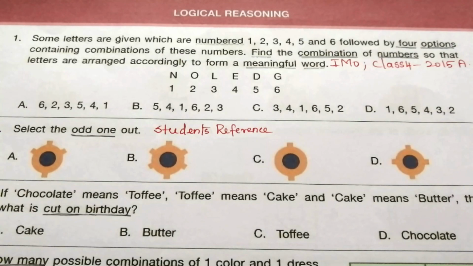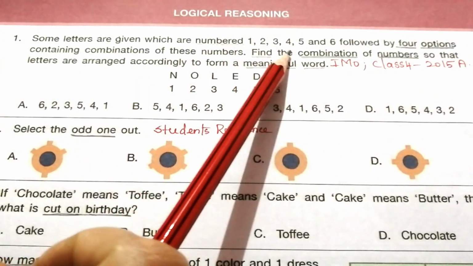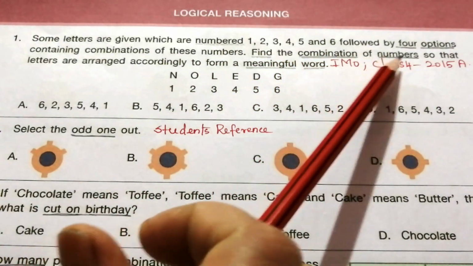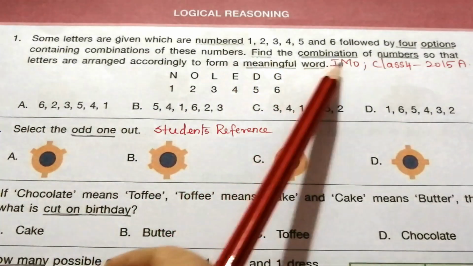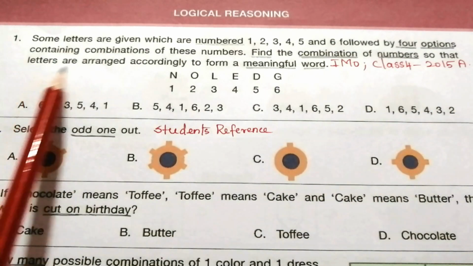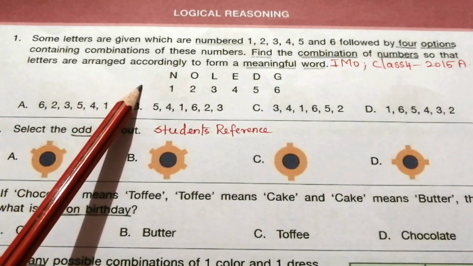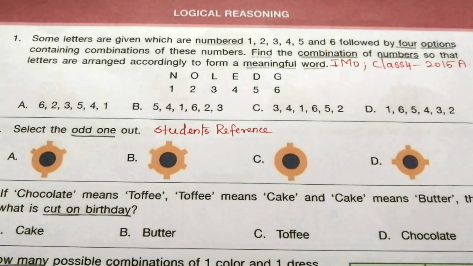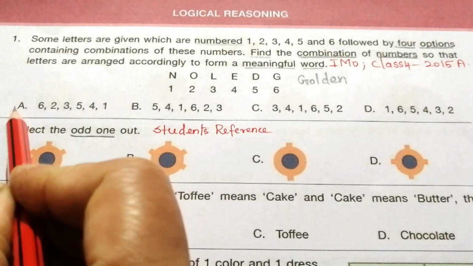First topic is logical reasoning. 1. Some letters are given which are numbered 1, 2, 3, 4, 5 and 6, followed by 4 options containing combinations of these numbers. Find the combination of numbers so that letters are arranged accordingly to form a meaningful word. These are the given letters. You try to find out the answer. What is the word? We can form the word golden. So the answer is A.